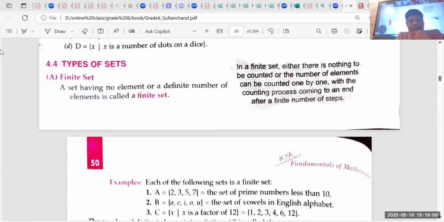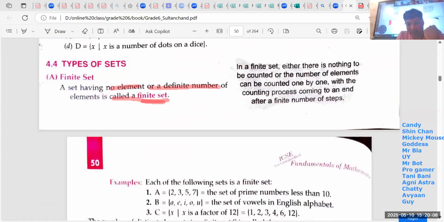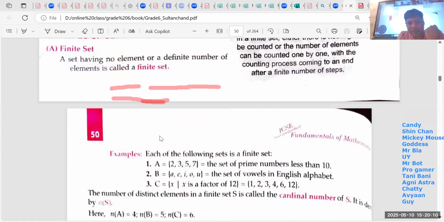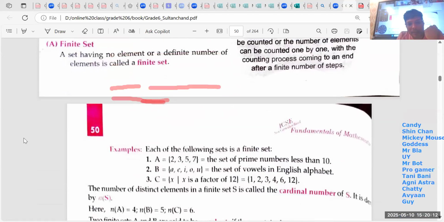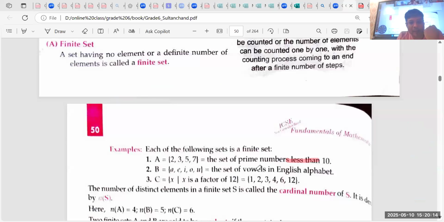Now types of set. Finite set, a set having no element or a definite number of elements is called a finite set. For example, the set of prime numbers less than 10, finite set, we can count. The set of vowels in English alphabet, again a finite set. The x is a factor of 12, again a finite set.